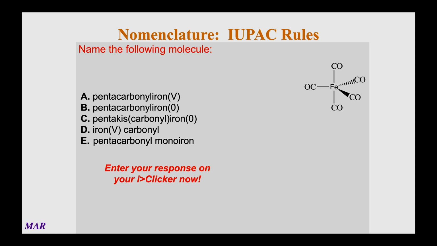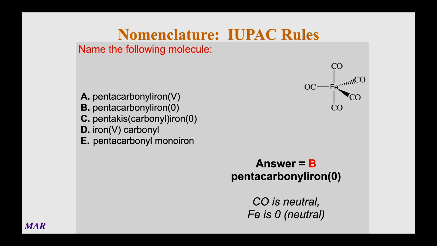Let's name this molecule. Now this is an iron center with 5 carbon monoxides around it. And remember that if you have carbon monoxide, it's called carbonyl. So 5 carbonyls would be pentacarbonyl. But remember, carbon monoxide is a neutral molecule. So that iron right there doesn't have a charge on it. So in this case, you would just call this pentacarbonyl iron 0. This is truly neutral iron.